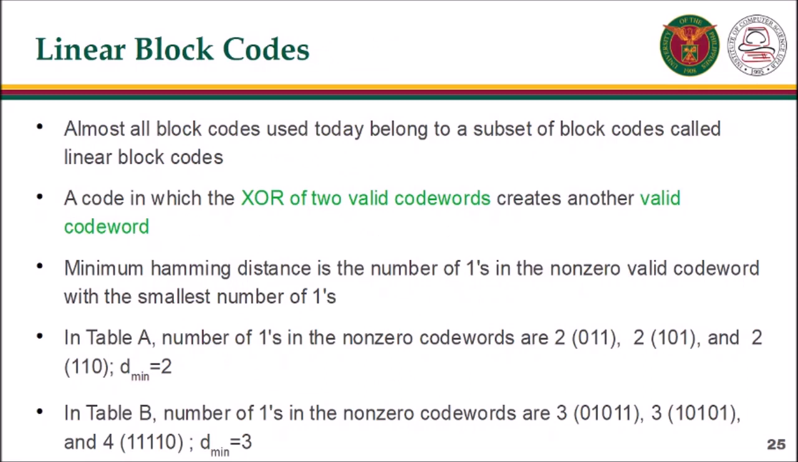Almost all block codes used today belong to a subset of block codes called linear block codes. A linear block code is a code in which the exclusive OR of two valid code words creates another valid code word. It's simple to find the minimum Hamming distance for a linear block code. The minimum Hamming distance is the number of ones in the non-zero valid code word with the smallest number of ones. For example, in Table A, the number of ones in the non-zero code words are 2, 2, and 2. The minimum Hamming distance is equal to 2. In Table B, the number of ones in the non-zero code words are 3, 3, and 4, so the minimum Hamming distance is 3.